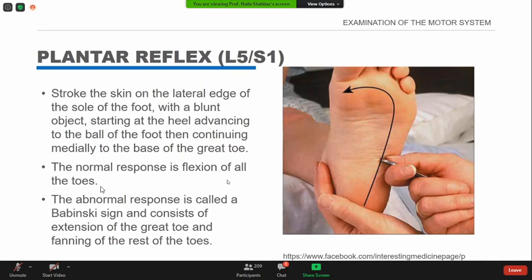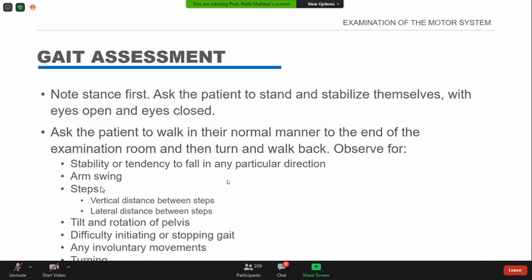Now, gait also is a part of motor system examination. What do we see when we assess gait? First of all, ask the patient to stand up. Note the stance first. Ask the patient to stand and stabilize themselves with their eyes open and with their eyes closed. Ask them to narrow their stance, and see if they can stand with feet together or develop imbalance when their feet are together.